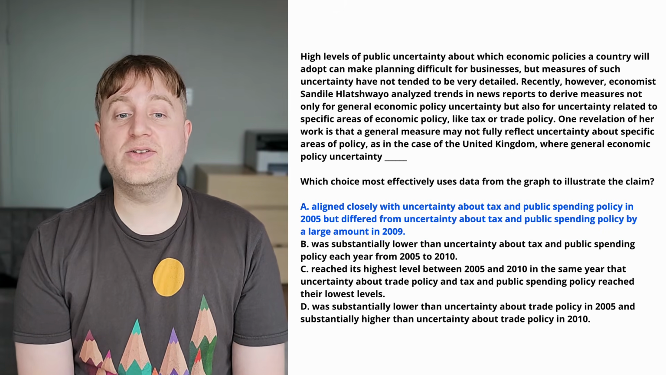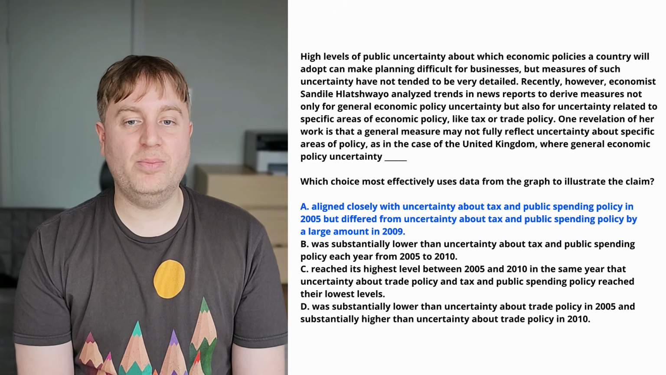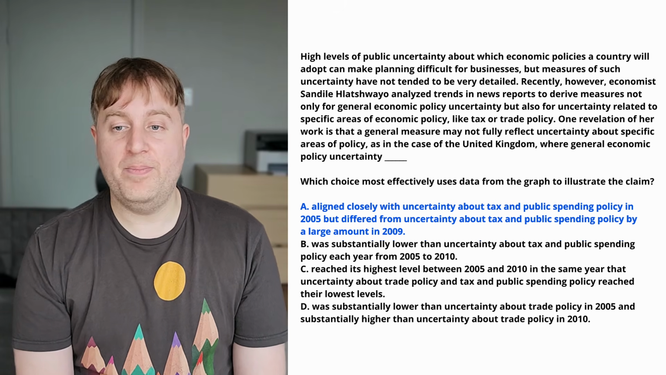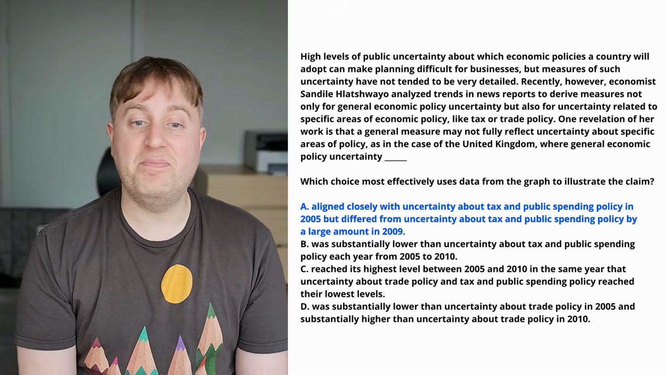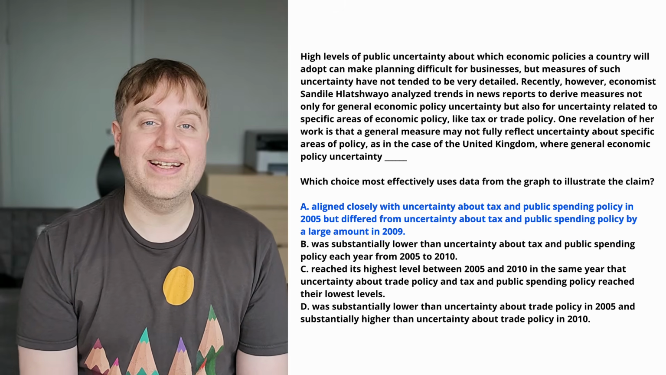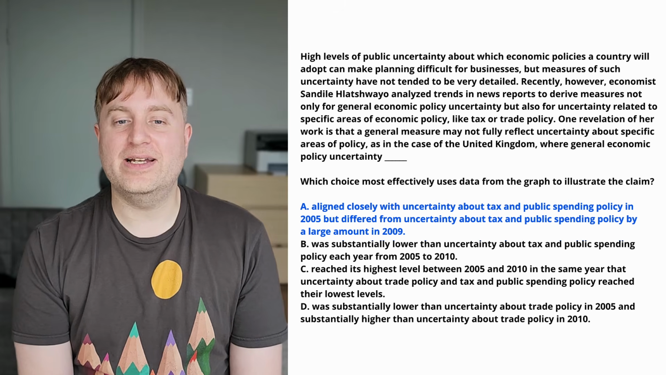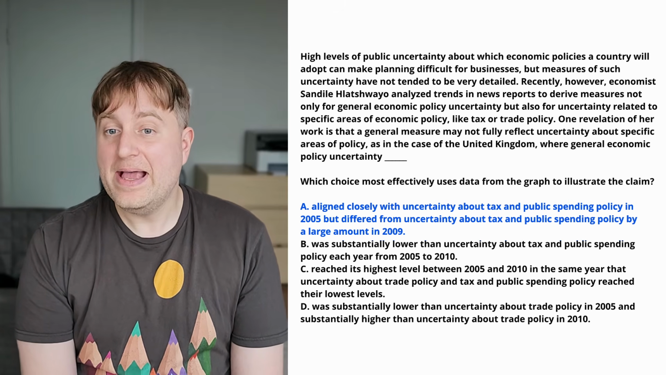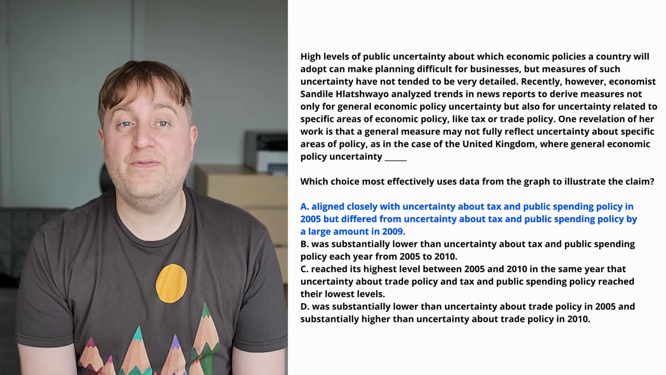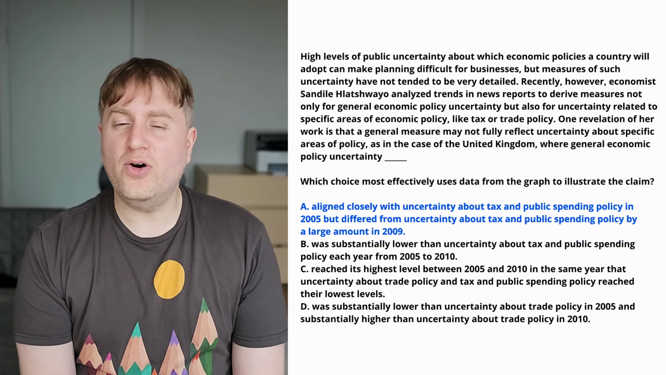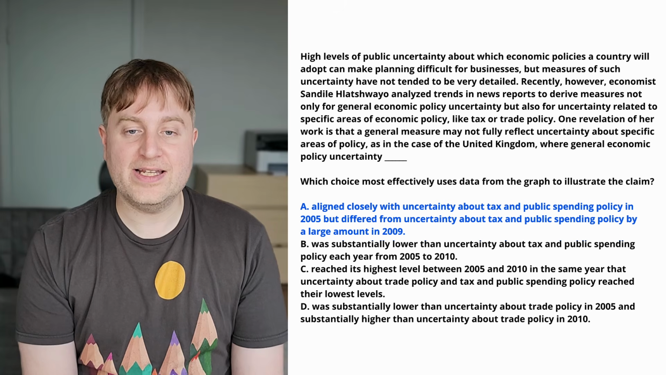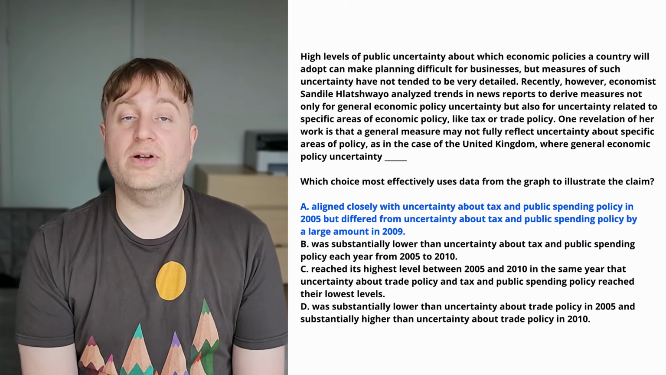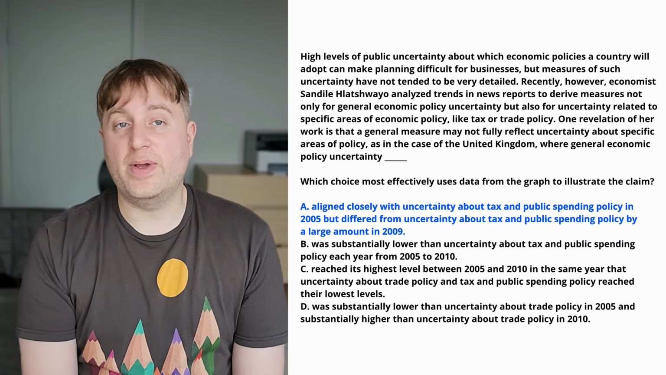A. Aligned closely with uncertainty about tax and public spending policy in 2005, but differed from uncertainty about tax and public spending policy by a large amount in 2009. Now, looking at this answer, it seems not great. The second half does tell us that uncertainty about general economic policy may be different than uncertainty about specific types of economic policy, but the whole first half seems to actually go against it because it suggests that general economic policy can also be similar to uncertainty about specific economic policies.